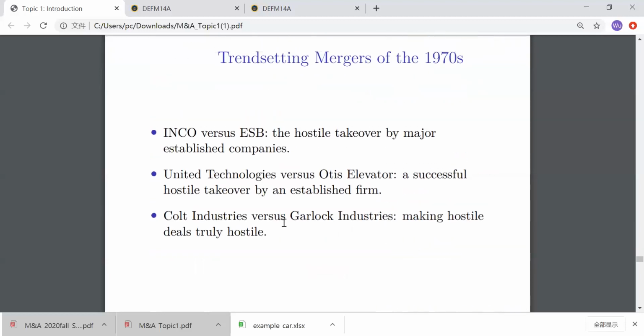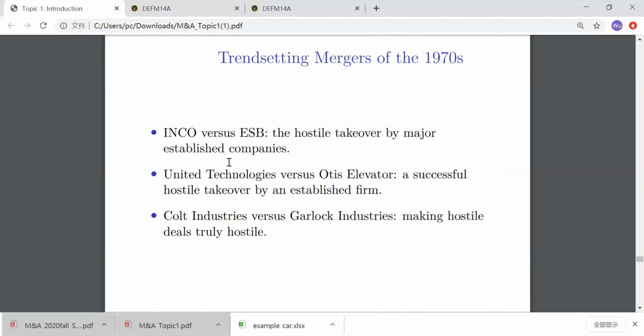Now, the fourth merger wave has another feature. This feature actually started in the 1970s. The main feature of these takeovers is that they are very hostile, in the sense that there is very strong confrontation between the acquirer and the target. What does it mean to say hostile? For example, the acquirer may directly make an offer to target shareholders without talking to the target management. That is one hostility.